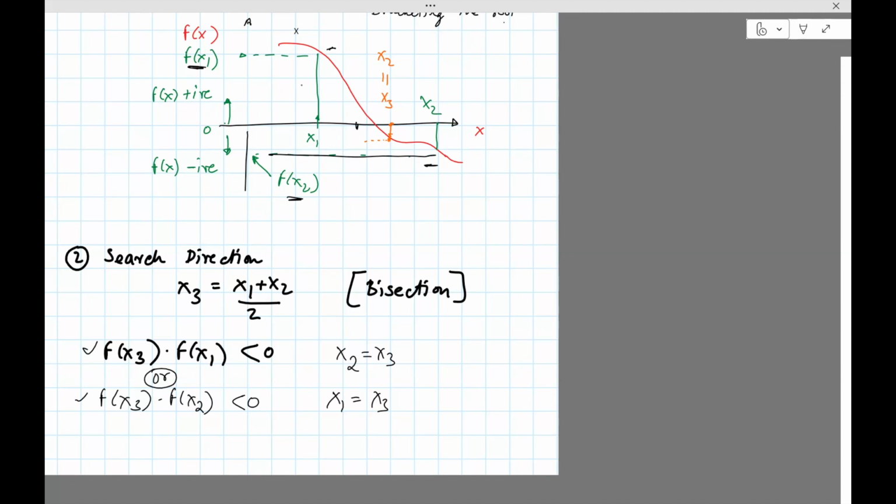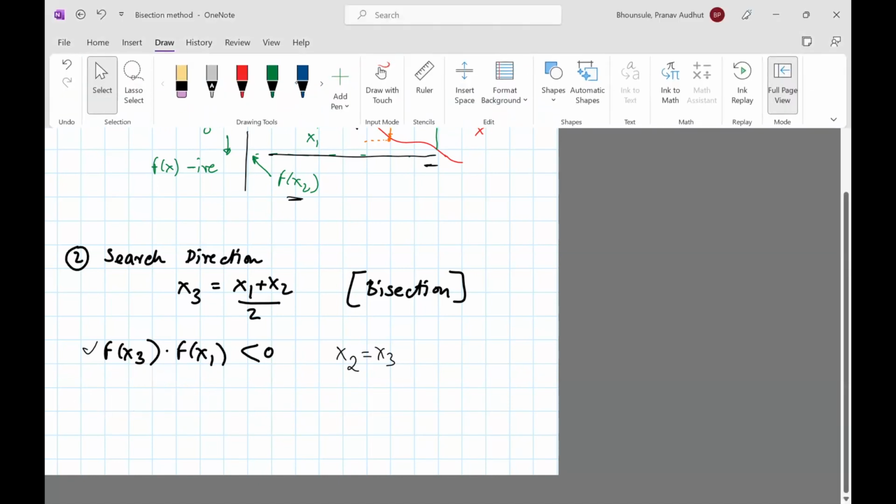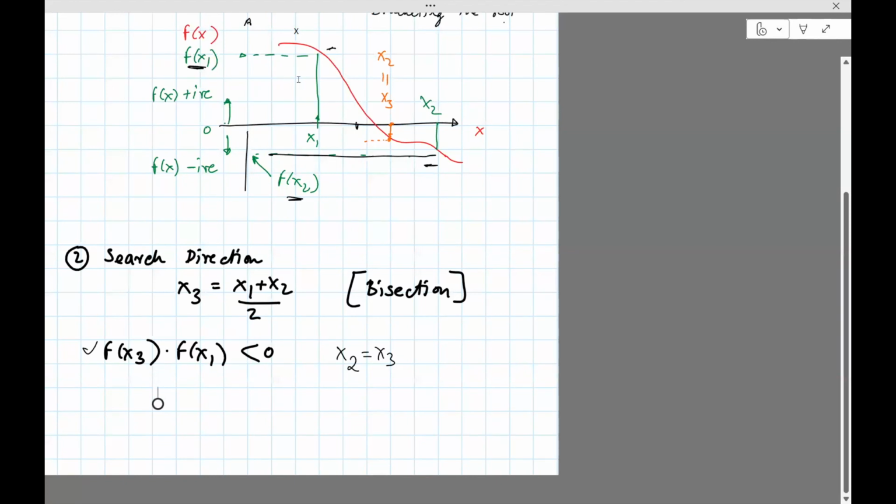So let me actually write it this way. That way you can follow my notes and do the problem. So if this is true, then what you'll do is put x2 equals x3. If this is true, then you'll do that.